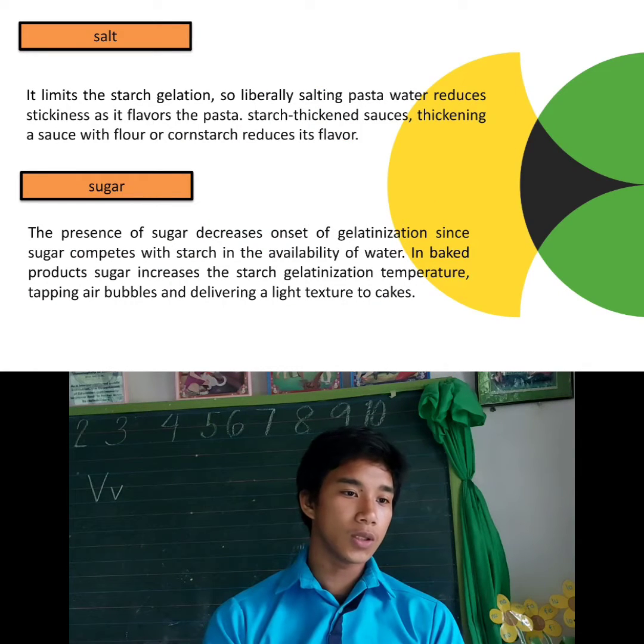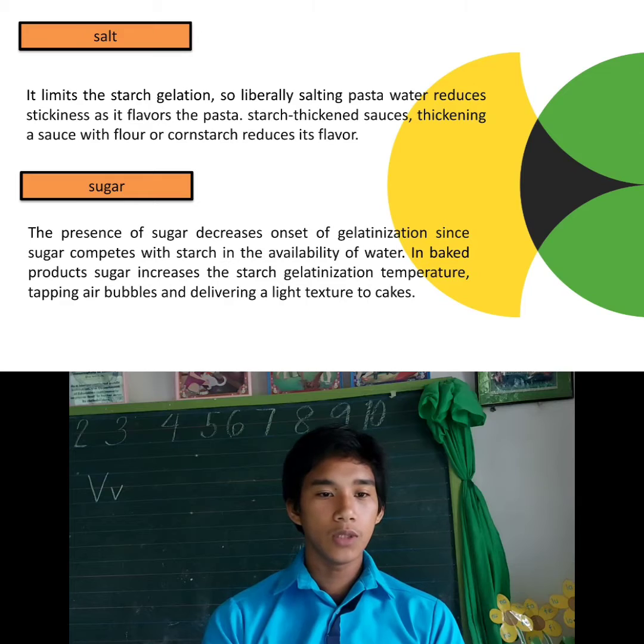And the other one is salt. It limits the starch gelatinization, so liberally salting pasta water reduces stickiness as it flavors the pasta. Starch thickens sauces. Thickening a sauce with flour or cornstarch reduces its flavor.